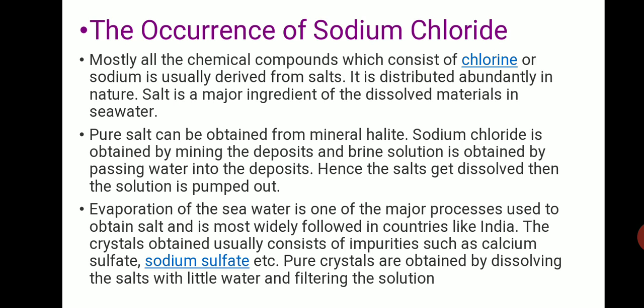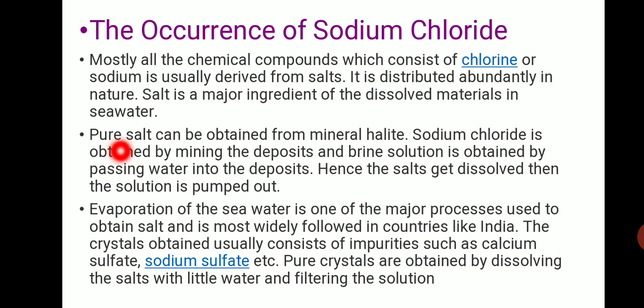On the other hand, salt also occurs in solid form. We call it rock salt. It is present in the rock. So mostly all the chemical compounds which consist of chlorine or sodium are usually derived from salts. That means sodium and chlorine combine to make many salts. It is distributed abundantly in nature, and we have already said that the major source of salt is seawater.